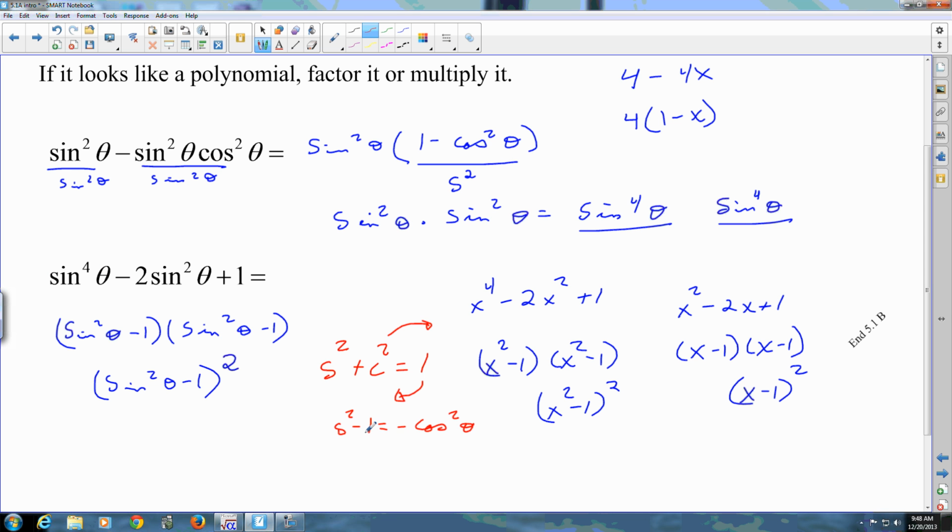Okay? So sine squared minus 1 is worth negative cosine squared. This is worth negative cosine squared theta. So in parentheses, negative cosine squared theta, squared. So that's going to be worth positive cosine to the 4th theta. Okay? That's the end of this section. Best of luck.